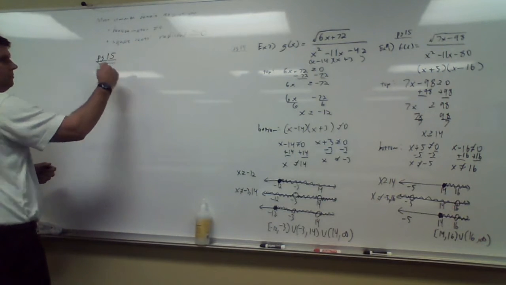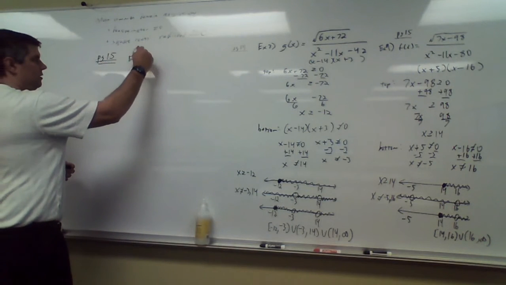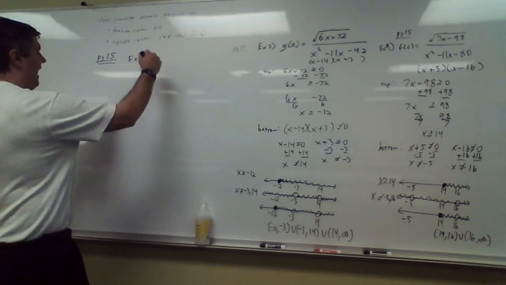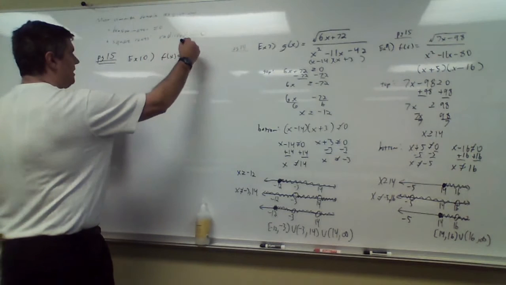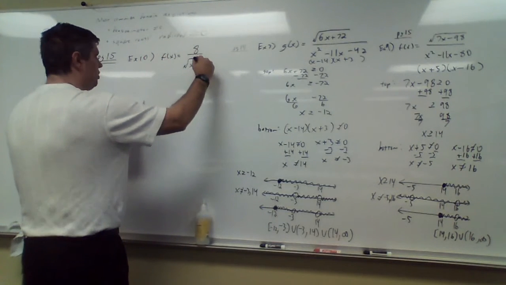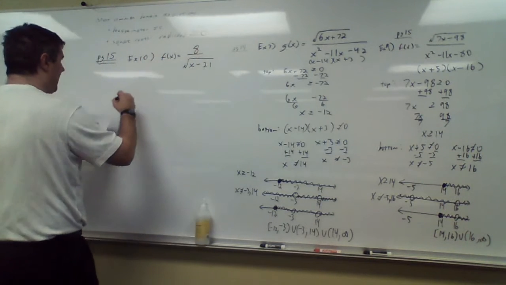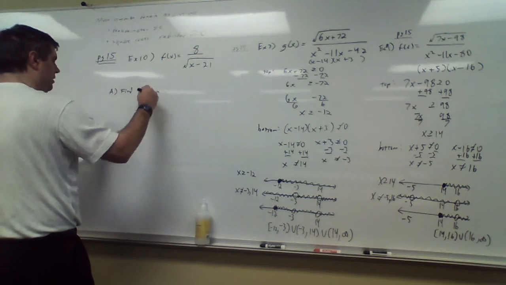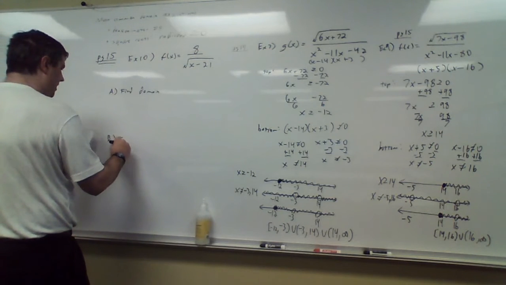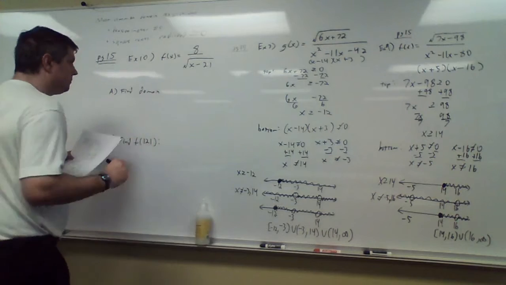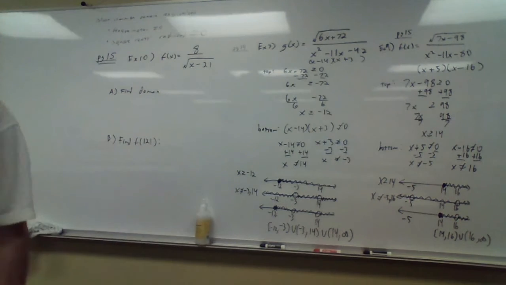Page 15, example 10. I believe that function is f of x equals 8 over the square root of x minus 21. A, find the domain. B, find f of 121.